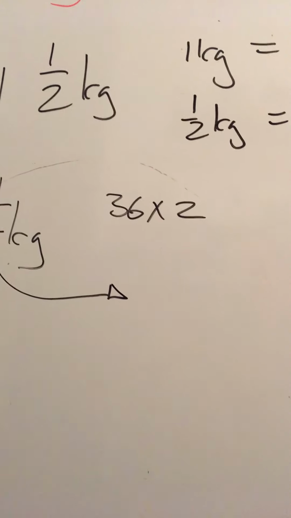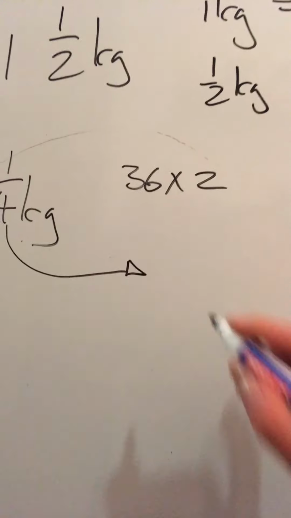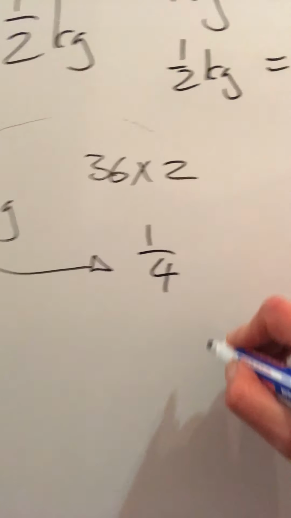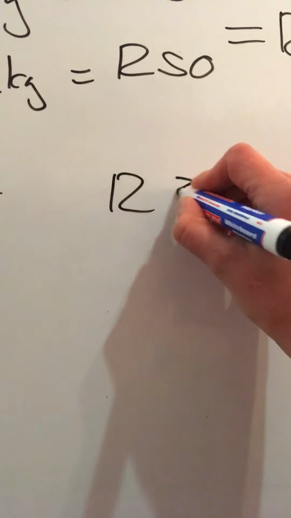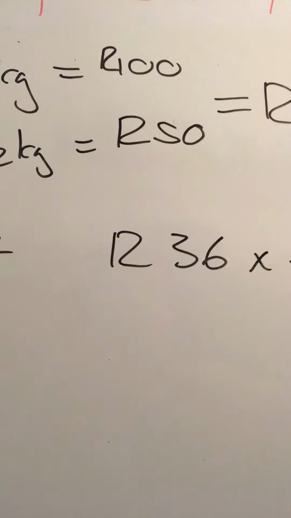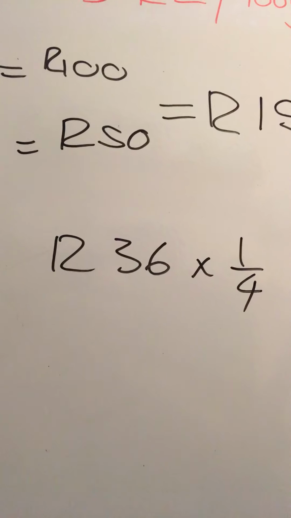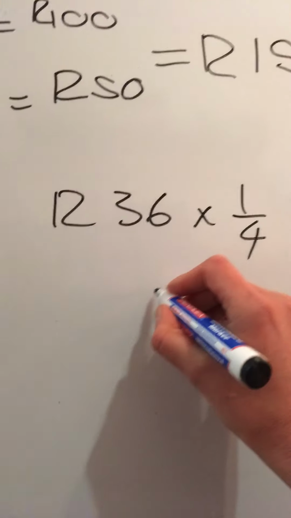Let's think a little bit. A quarter of a kilo. So a quarter is when you're breaking something in fourths. So then you would take the 36 Rand, and you would also divide it by 4, okay? So that one is not too bad. 36 divided by 4 gives us 9.